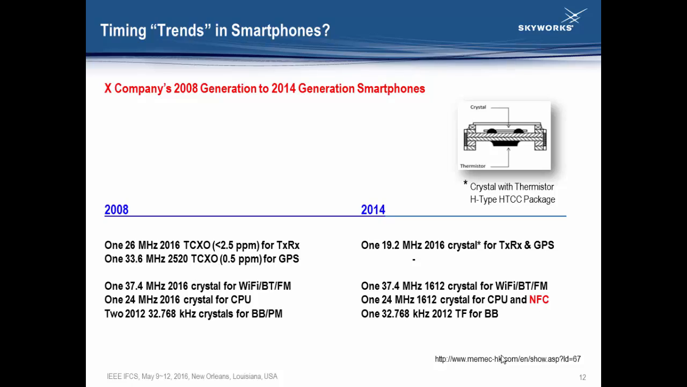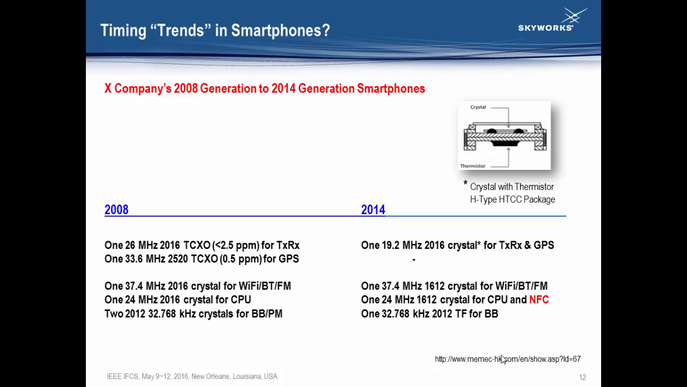So I mentioned that this, 2008, is the second generation of one of the biggest smartphone companies in the world. Back in 2008, they used a total of 6 crystal components: 2 TCXOs, as I mentioned, one for GPS and one for transceivers, and then 4 other crystals for different applications, for Bluetooth, Wi-Fi, for the CPU, and for the baseband. So a total of 4 crystals and oscillators besides the TCXOs.